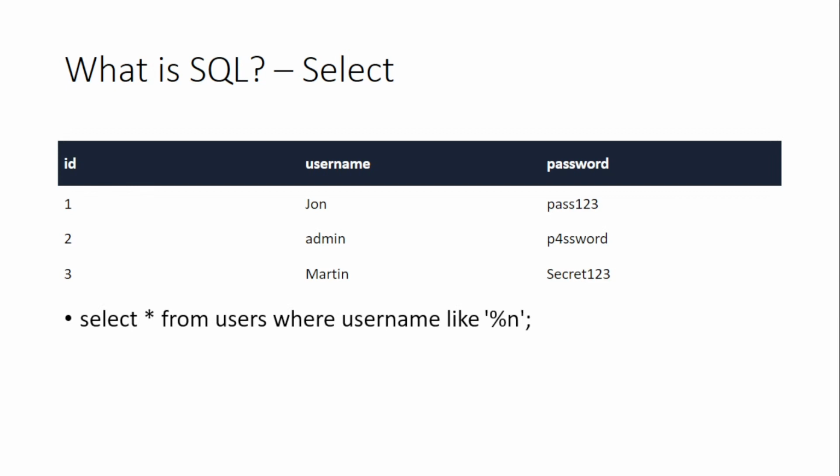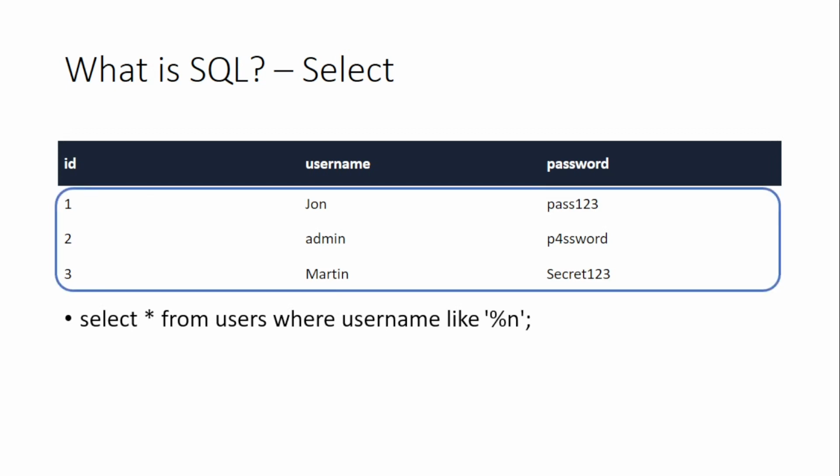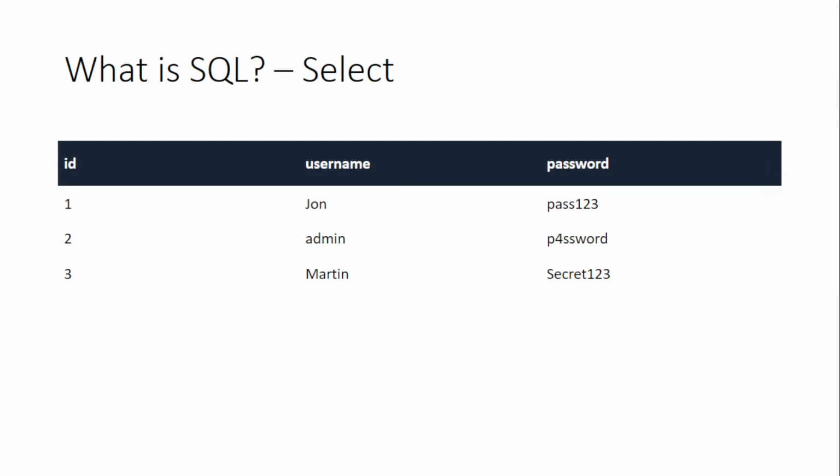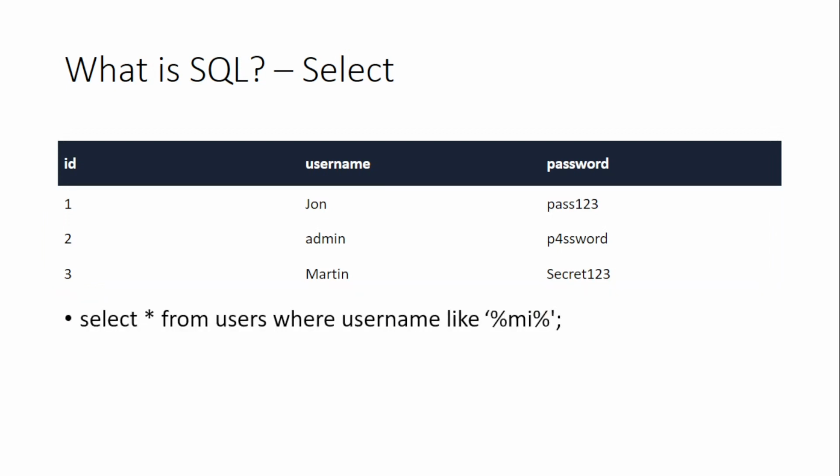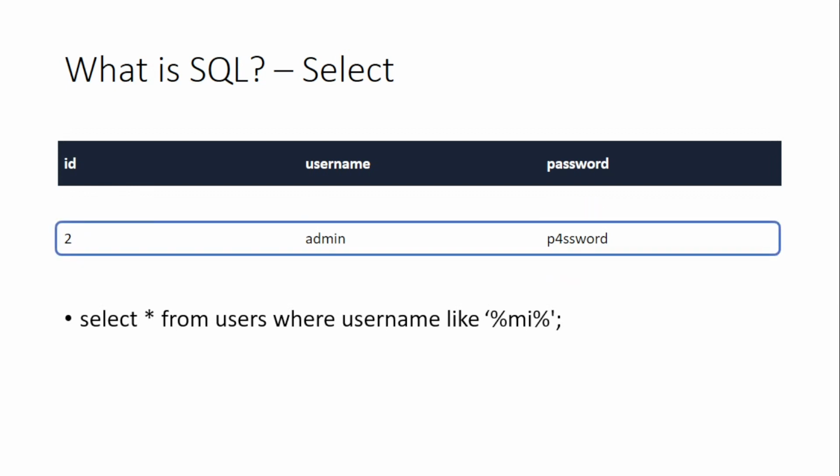And so any row that has a username that ends with an n will be retrieved. And here all of them have usernames that end with an n. We can also select for rows with a username containing the characters mi in them. By putting the percentages at the start and at the end, you'll end up with only this row, because there is only admin which has the mi in it.